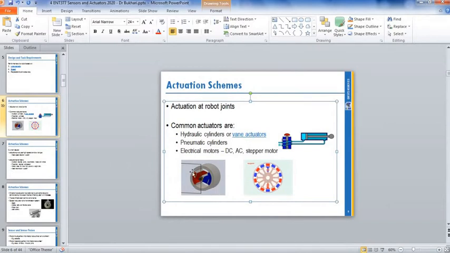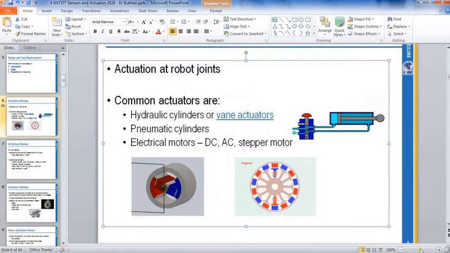So this is how the inside of the motor looks like. This is a DC motor. This is a stepper motor. So DC has 2 poles. Stepper has many poles inside. That's why it can move in steps. They call it stepper motor, step by step.